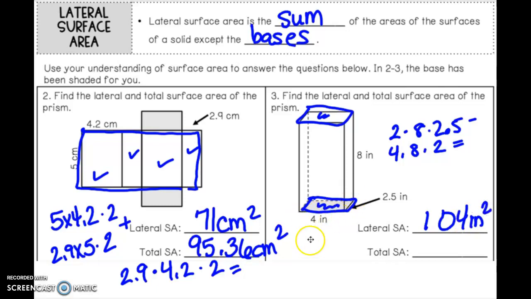And now we're going to add the bases to that. So we have a 4 by 2.5. And there's 2 of those. And if we take that and add it to 104, we get 124 inches squared.